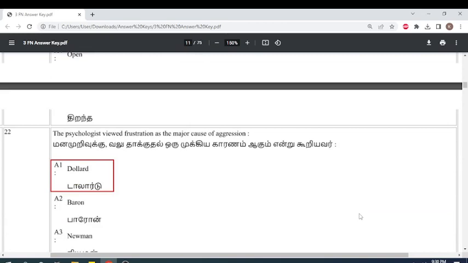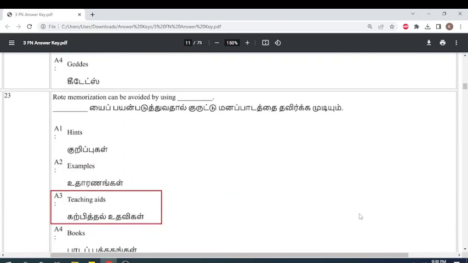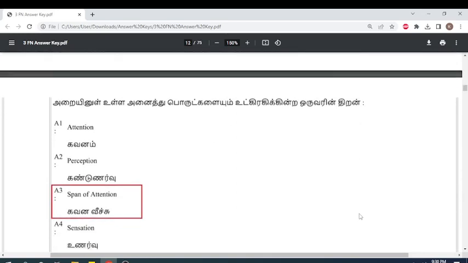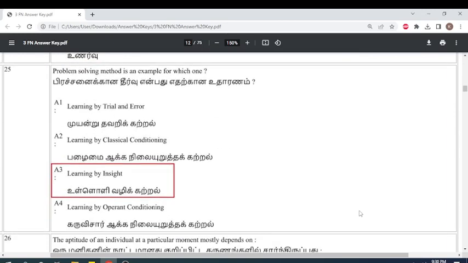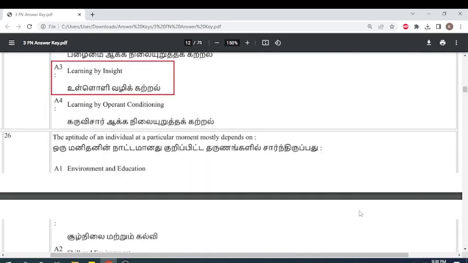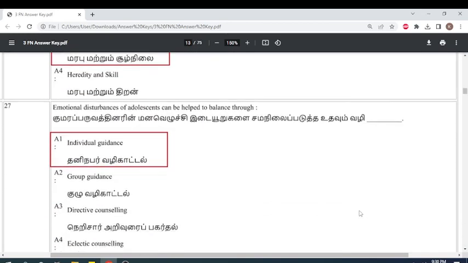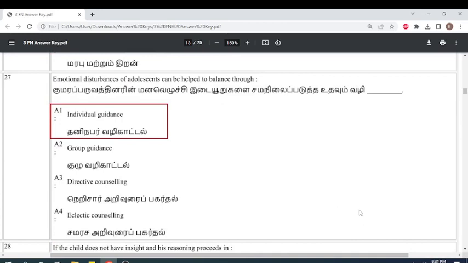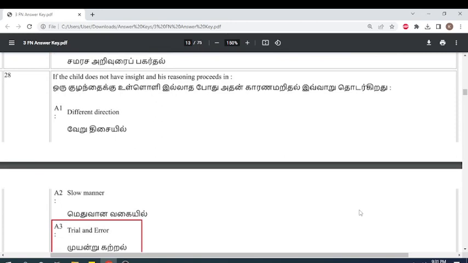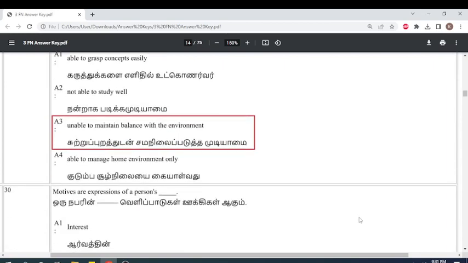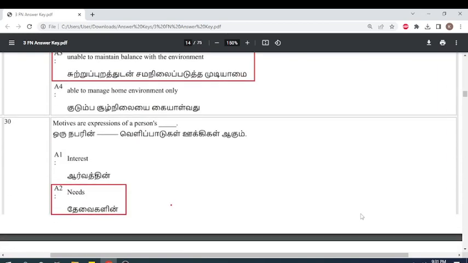22nd question answer A1. 23rd question answer A3. 24th question answer A3. 25th question answer A3. 26th question answer A3. 27th question answer A1. 28th question answer A3. 29th question answer A3. 30th question answer A2.